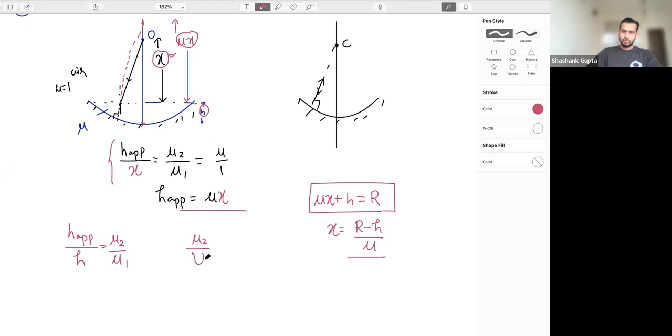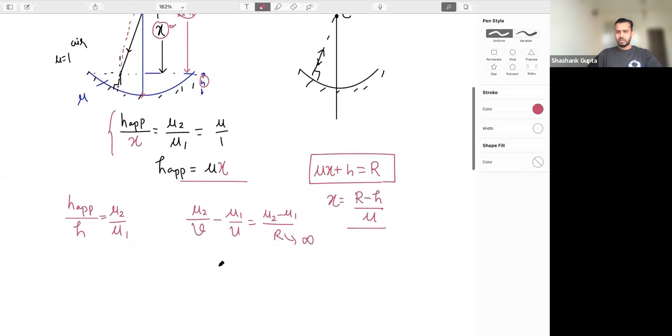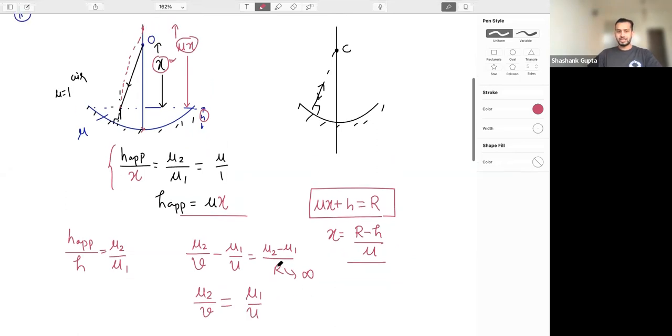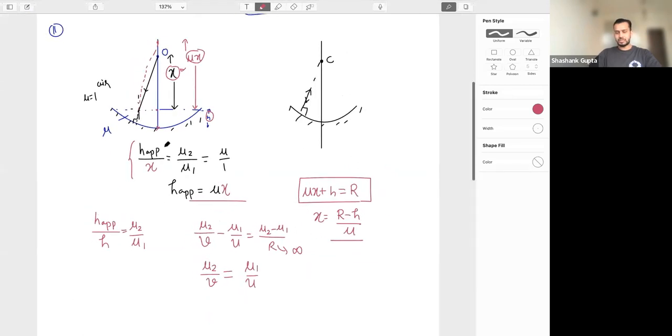mu2 by V minus mu1 by U is equal to (mu2 minus mu1) upon R. Have you studied this formula? If this is the plane surface, for that particular thing, R is infinity. If R is infinity, then can I say mu2 by V is equal to mu1 by U? So what is V and U here? V and U here is the distance from the interface, right? So for us, mu2 is what?